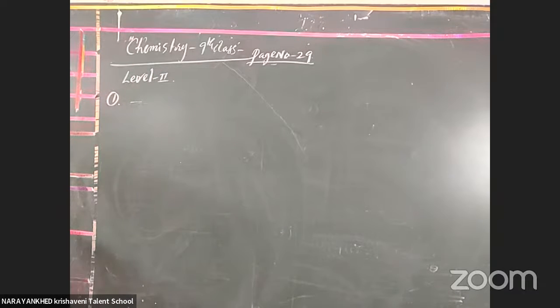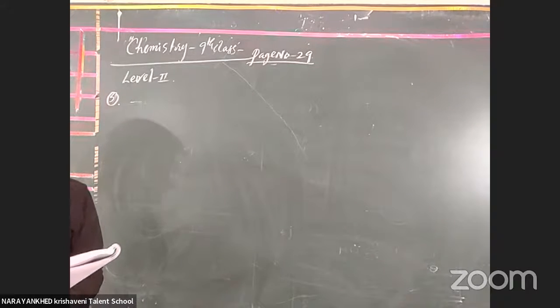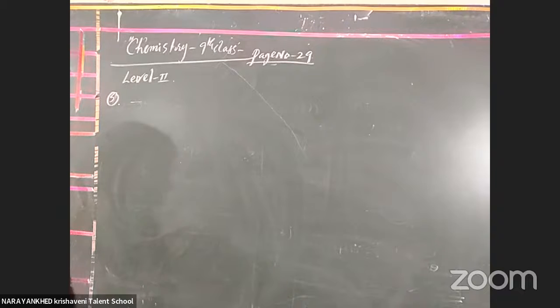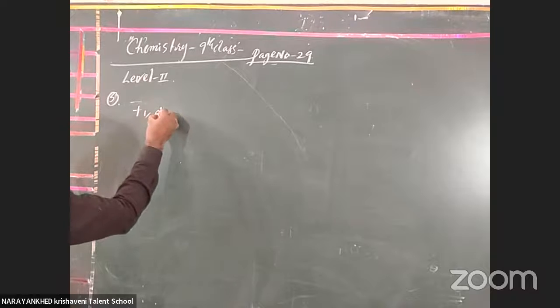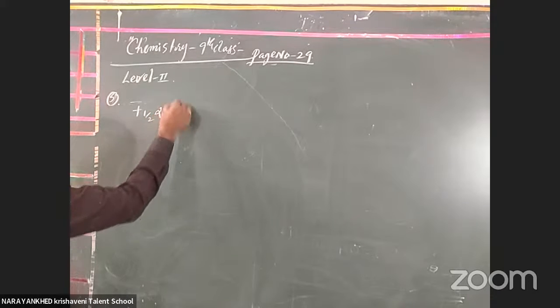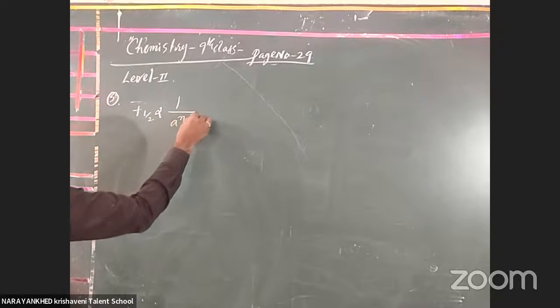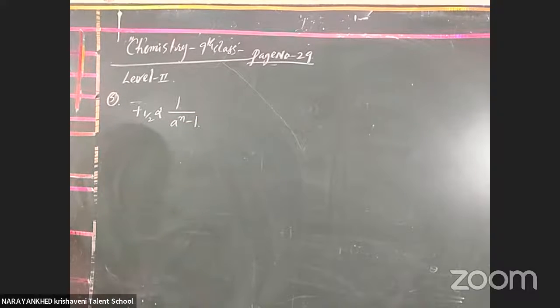The fifth question, we already completed it. For a first order reaction, the half period is independent of initial concentration. Why? Because t half is directly proportional to a to the power of n minus 1.